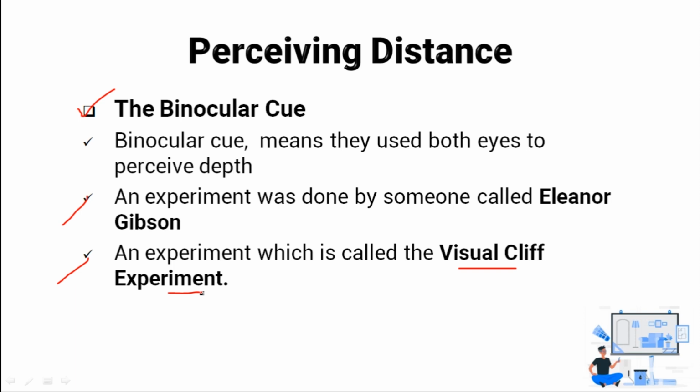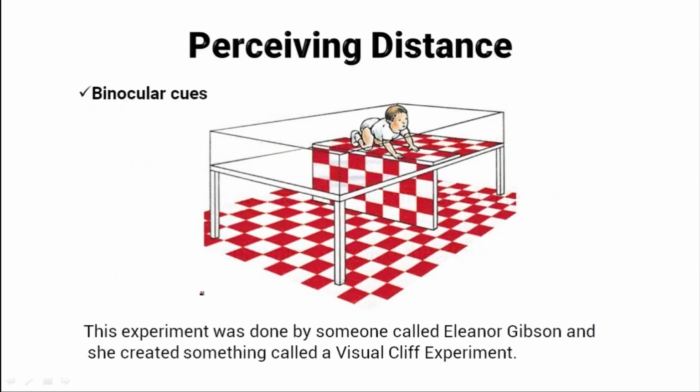So Eleanor Gibson designed an experiment which is called the visual cliff experiment. So what was the experiment? A small baby was put on a visual cliff platform, and this is the hypothetical visual cliff. It is an illusion and there is no depth. You can see this looks like depth, but it is not actually depth, and so the child was put on an area like that and the child was crawling.